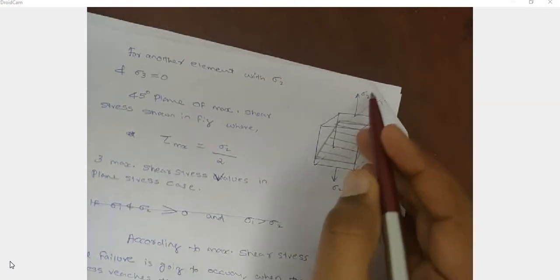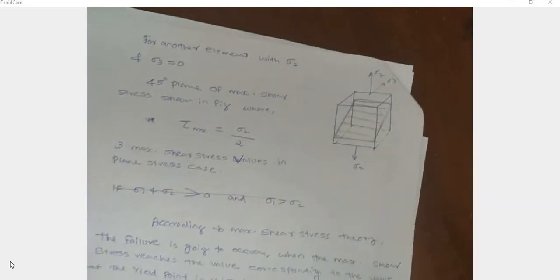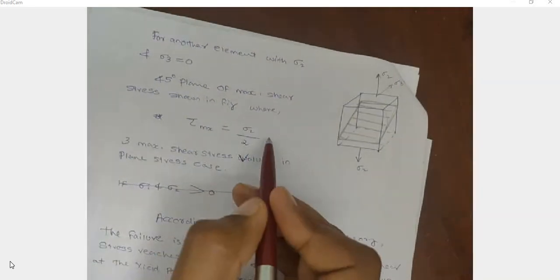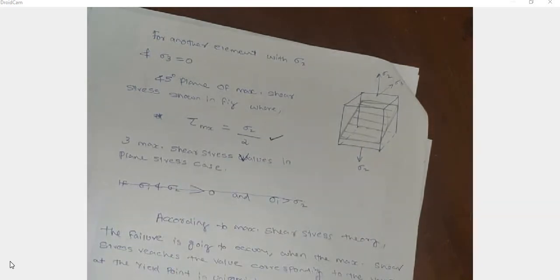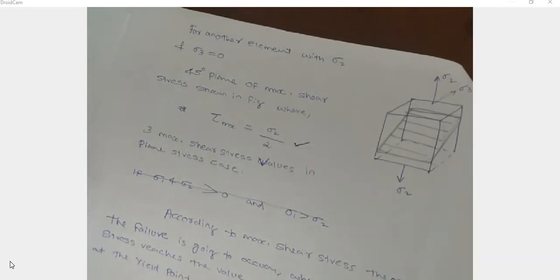Another case is this one. Sigma 1 is 0, there is a sigma 2 value, and sigma 3 is also equal to 0. In this case, from the Mohr circle again we can calculate tau maximum is equal to sigma 2 by 2.